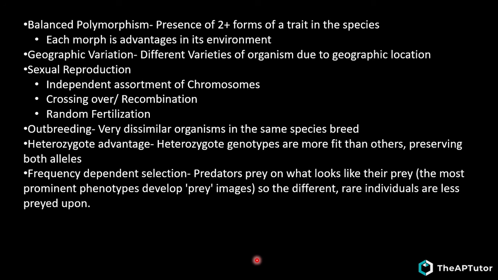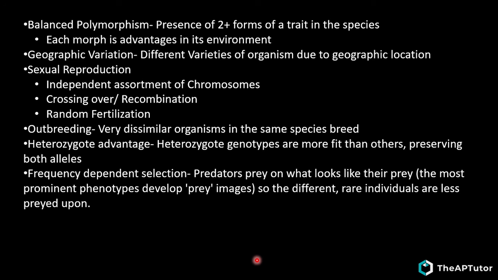Independent assortment is basically that chromosomes will, each allele of a trait will split differently. Crossing over, those chromosomes will actually cross over and switch over similar DNA in meiosis 1. And then random fertilization, there's millions of sperm, one egg, one of the sperm will fertilize that egg, and it could be random. Outbreeding is very dissimilar or unsimilar organisms in the same species breed.